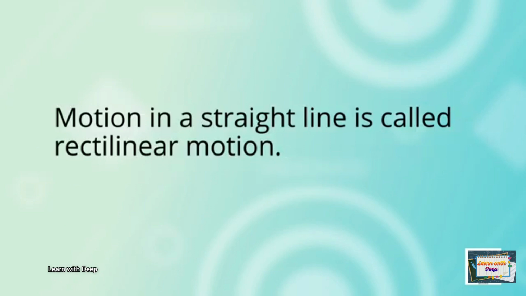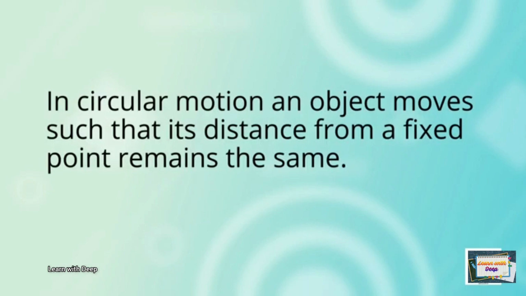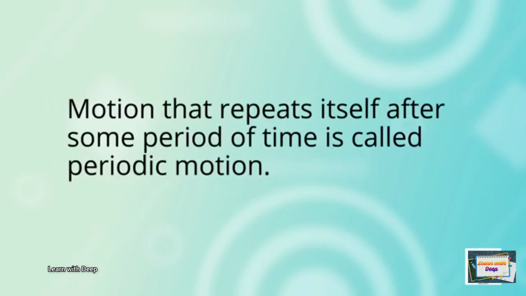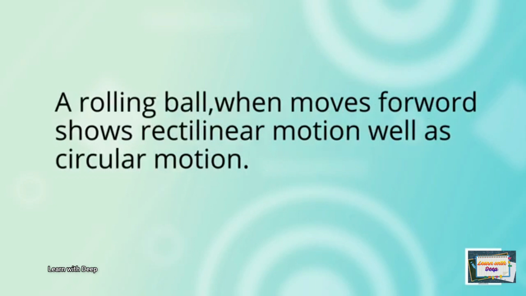Motion in a straight line is called rectilinear motion. In circular motion, an object moves such that its distance from a fixed point remains the same. Motion that repeats itself after some period of time is called periodic motion. A rolling ball, when moves forward, shows rectilinear motion as well as circular motion.